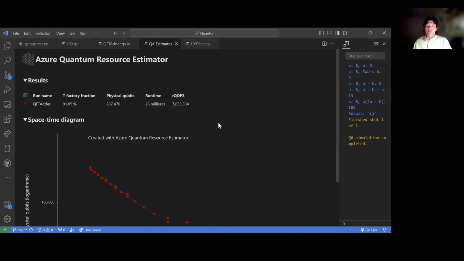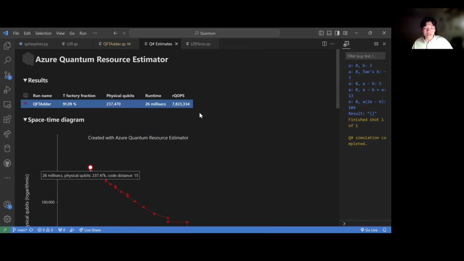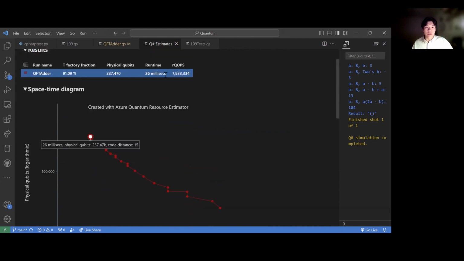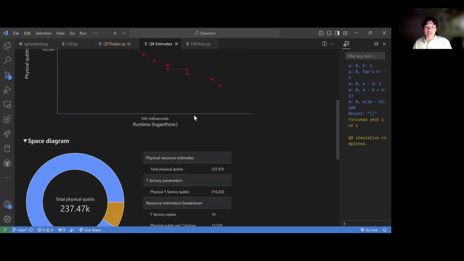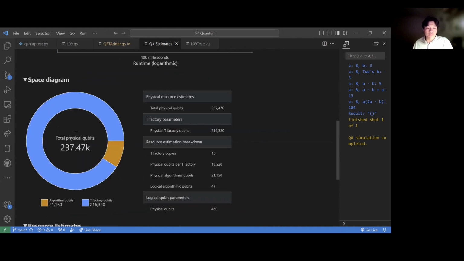This is the basic, or I don't want to say basic, but it takes the most qubits. Obviously, it's taking like 237,000, and it runs a bit slower. So it's probably the least ideal out of the options given for estimation, but you know.